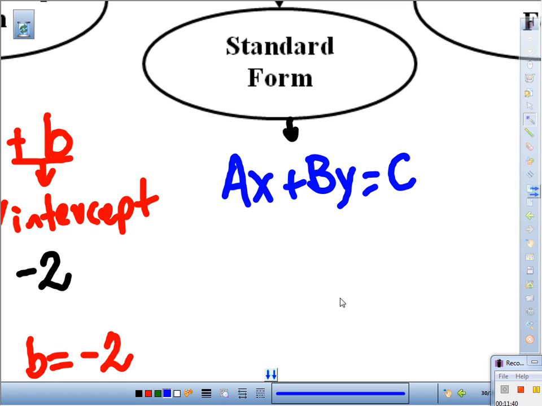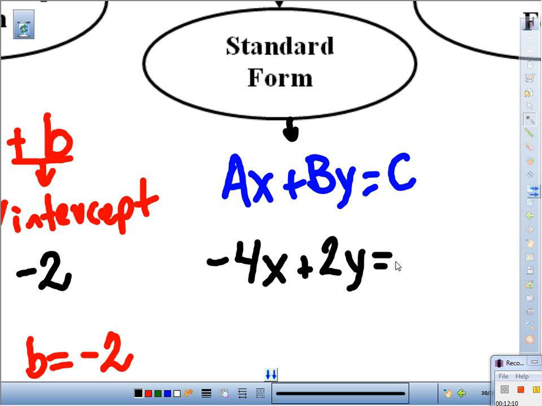Now, I know some of you got confused in the past with standard form of a linear and standard form of a quadratic equation. That's why I'm going over this step by step. Okay? Here it goes. Let me give you one with numbers now so you can see what it looks like. Negative 4x plus 2y equals, bam, 6.